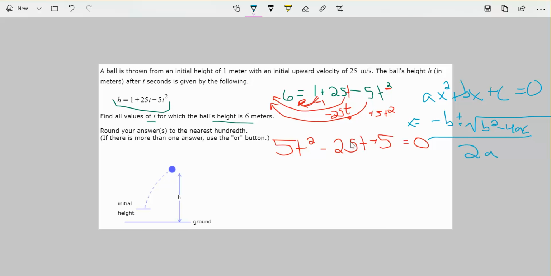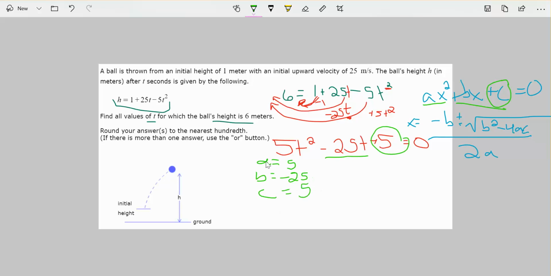So in this case, I'm going to start by identifying my a, my b, and my c. So a is whatever's being multiplied by x squared. In this case, a would be 5, because that's what's being multiplied by the squared term. B is whatever's being multiplied by just the x term, or in this case, just the t term, and that would be negative 25. And then c is whatever my constant is, so c is whatever number doesn't have any kind of x, or in this case, t, and that's going to be 5.